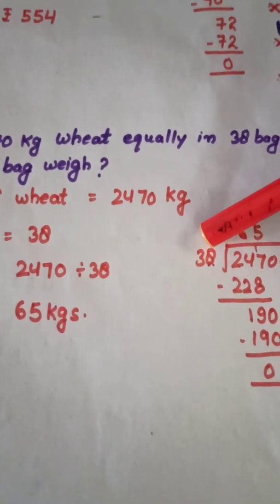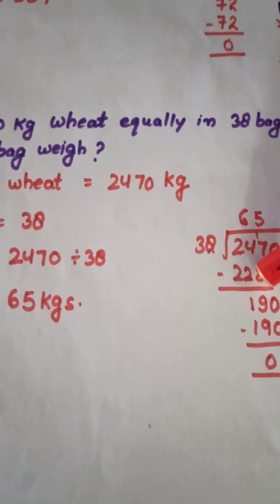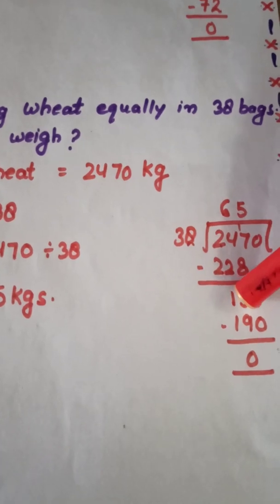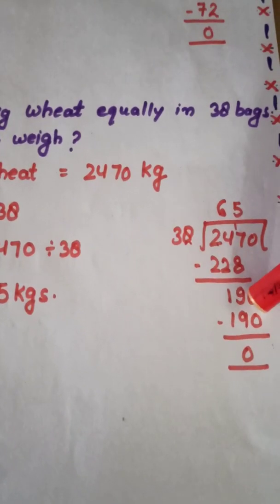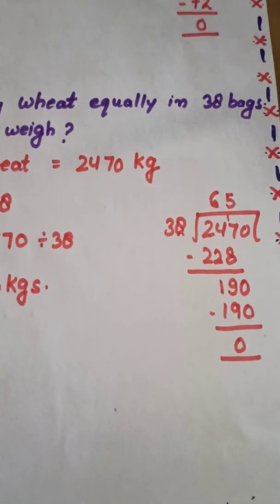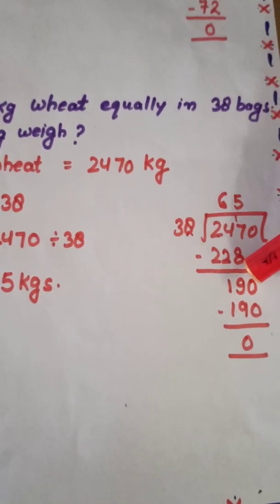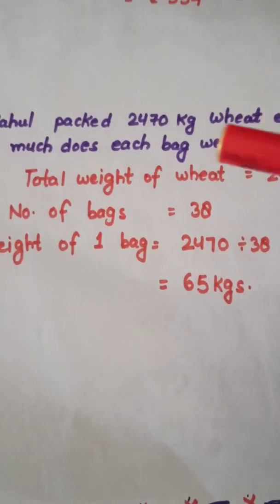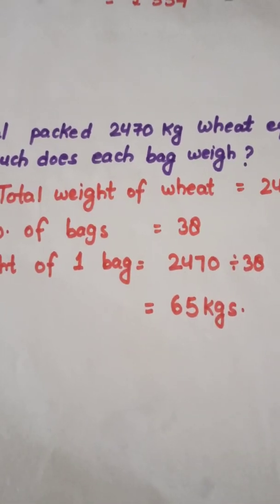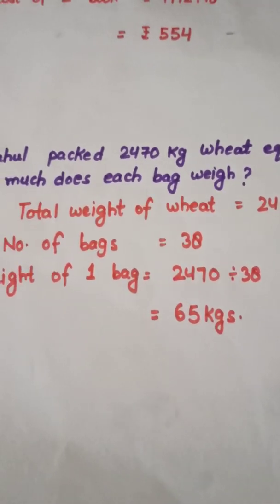2470 divided from 38. 38 6 is 228. Okay, now after subtracting these two numbers we will get 19. Then we will write down this 0 as it is over here. 38 5s gives us 190. So this is how we have divided it properly. Okay, now it means the weight of one bag is 65 kgs. Okay, now let us move on to question number 6. We will not do question number 5.